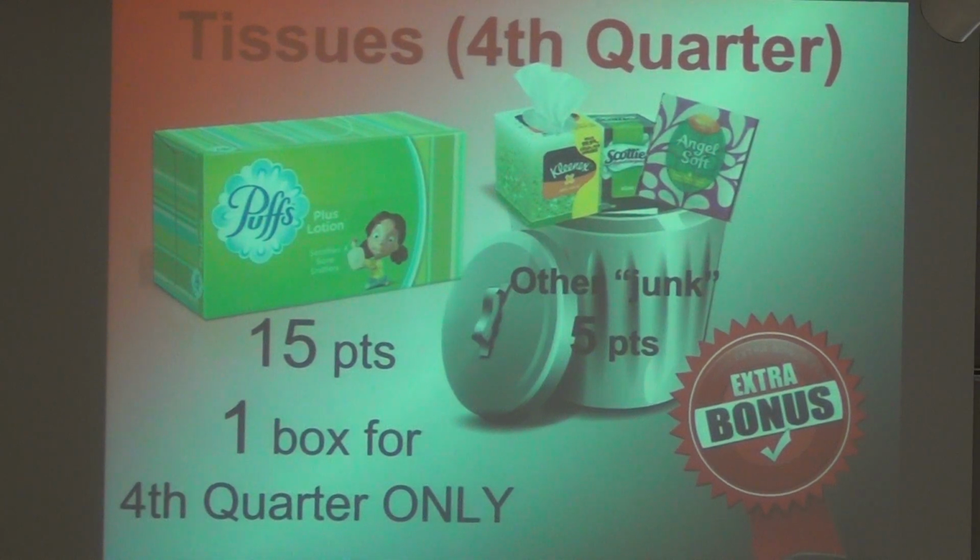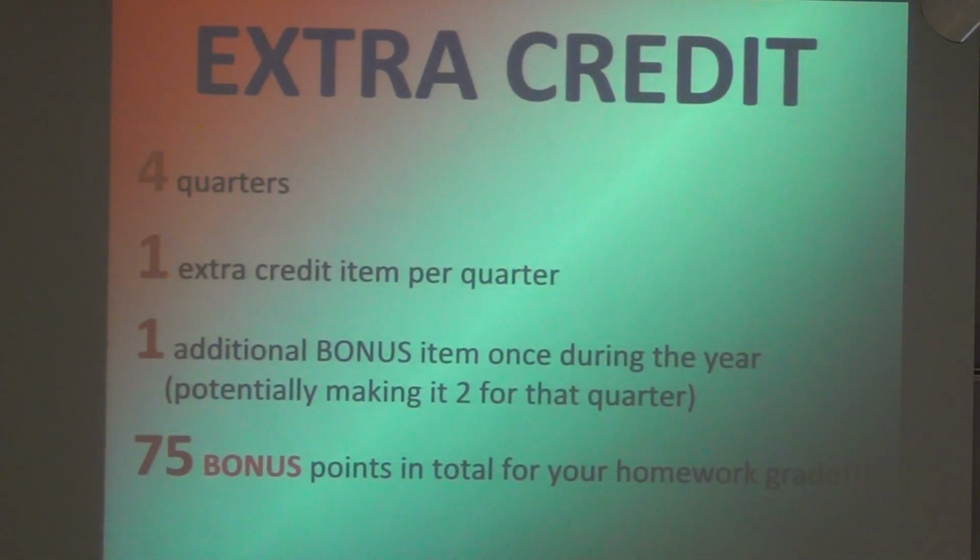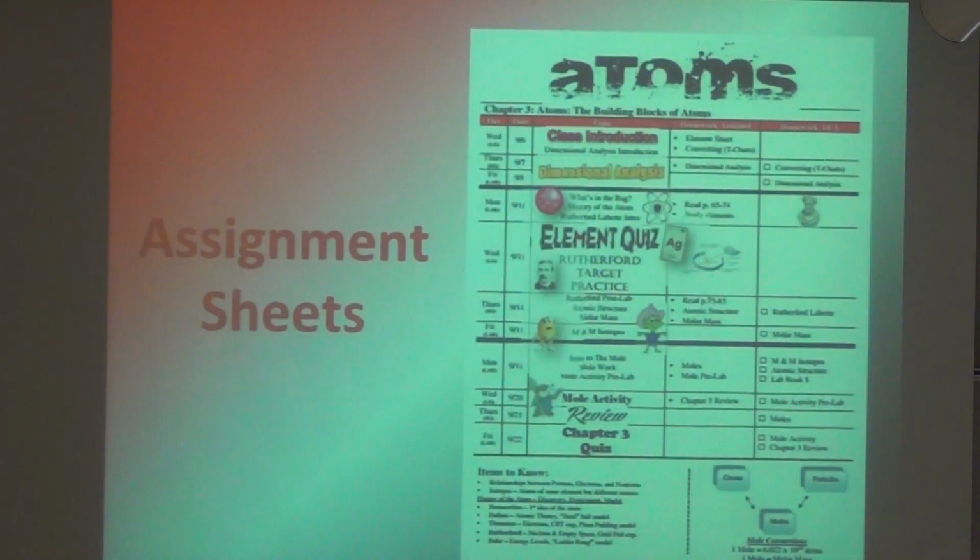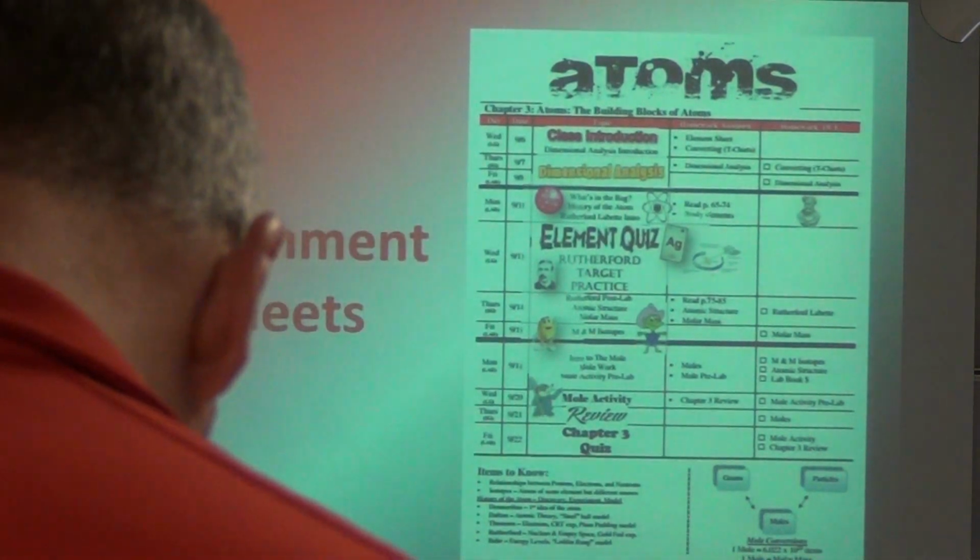So we'll remind you. Summary: 4 quarters, you get 1 extra credit per quarter. You get 1 bonus for the 4th quarter. I should have written it that way. You get 75 potential points. Not bad. All right, last 2 things that I'm going to talk about quickly.